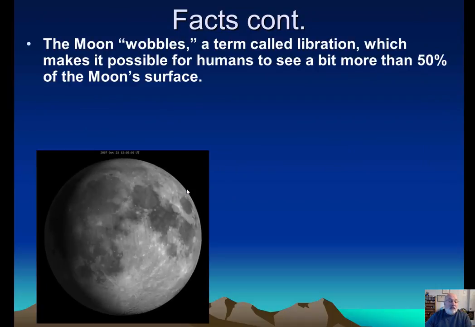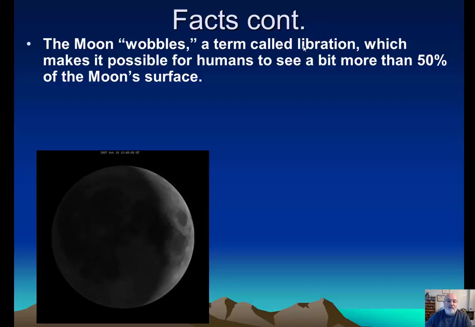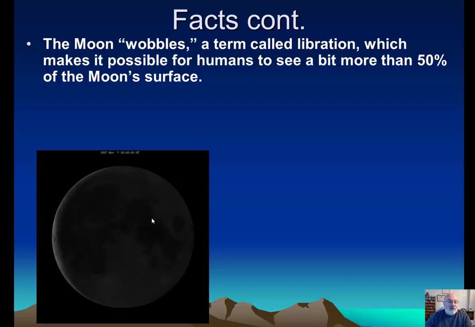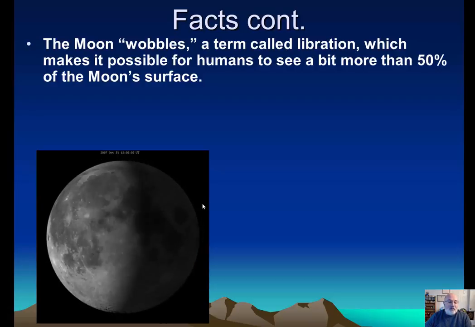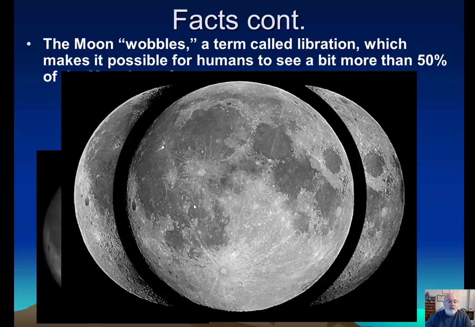Facts continued. The moon wobbles, and this wobble is called libration. If you take a look at it, you can see as it goes from a new moon to a full moon, we actually see a little bit more of one side versus the other. Because of this, we actually see more than 50% of the moon. Here's another picture where we see normally, and then sometimes we can see a little bit more of this side, and then sometimes a little bit more of this side. And again, that's libration.